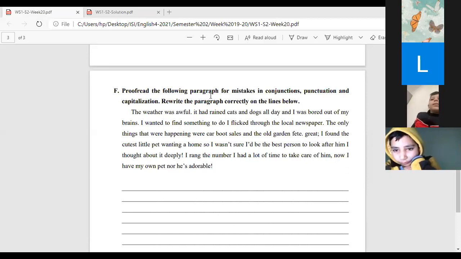Just a second, Noor, and I'm going to unmute you. This paragraph includes mistakes. You have to rewrite it, all of it, write it again, but correctly.